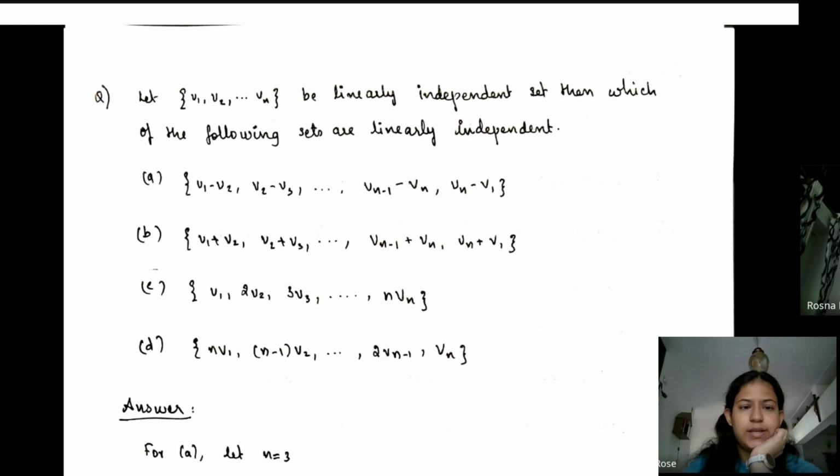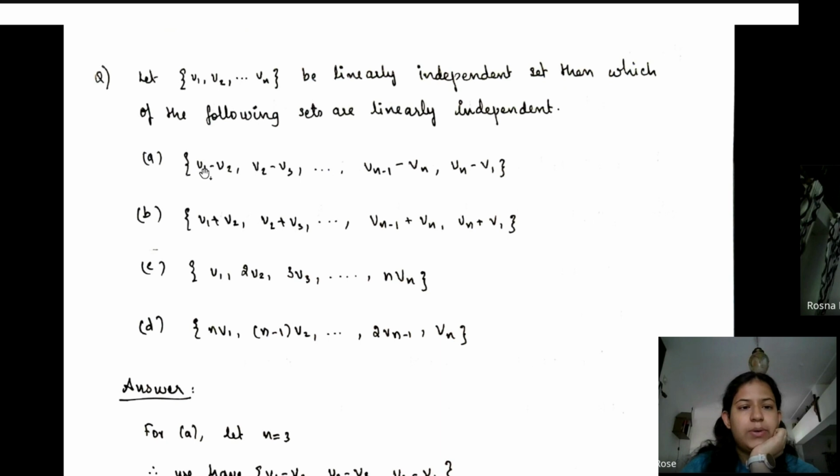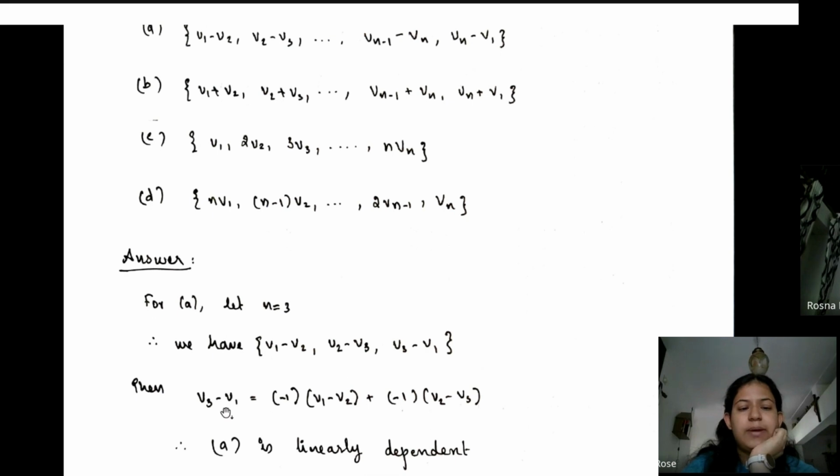Okay, let's check each case separately. For example, when we consider A, we have v1 minus v2, v2 minus v3, and so on until vn minus v1. In order to deal with the set, let n equal 3. So in that collection, we have only v1 minus v2, v2 minus v3, and v3 minus v1. But you can easily see that v3 minus v1 can be written as the linear combination of v1 minus v2 and v2 minus v3. So A is linearly dependent. So option A is wrong.